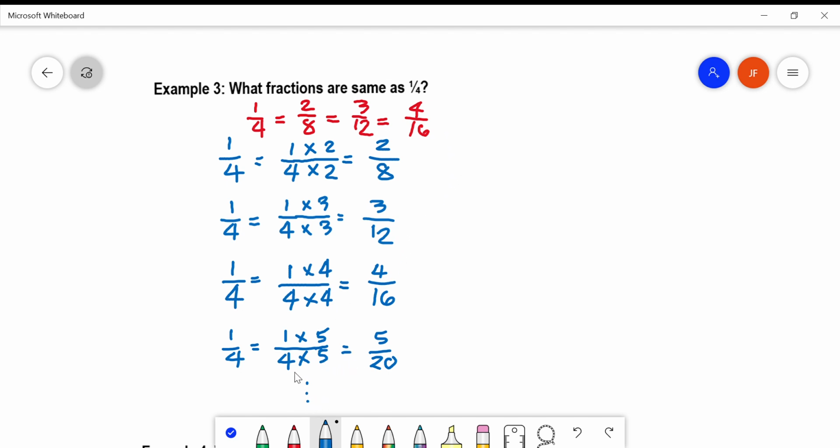So what we have here are only a few of the fractions that are the same as 1/4. The last that we have is 5 over 20. So we have answered the question, what fractions are the same as 1/4? So 1/4 is the same as 2/8, the same as 3 over 12, the same as 4 over 16, and 5 over 20, and so on up to infinity. Okay.